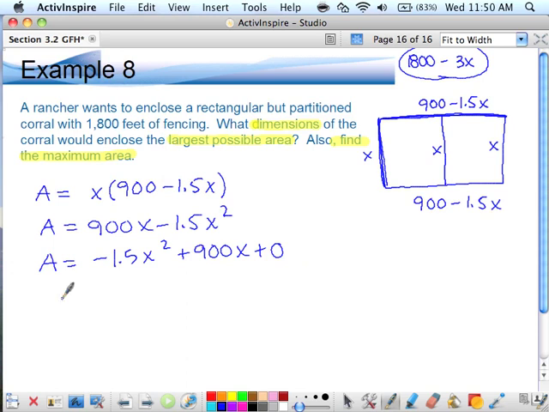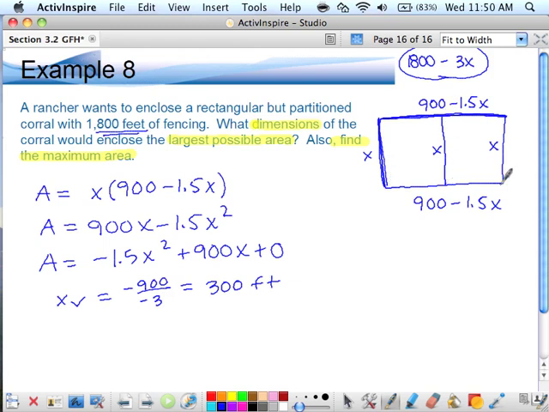We know that the x value of our vertex is equal to the opposite of b divided by 2 times a, which in this case is 2 times negative 1.5, or just negative 3. So the x value of my vertex is equal to 300. We need to talk about the units. We were told 1,800 feet of fencing. So I know that the x value here is 300 feet of fencing. And that's going to turn out to be what I should let this x be right here.